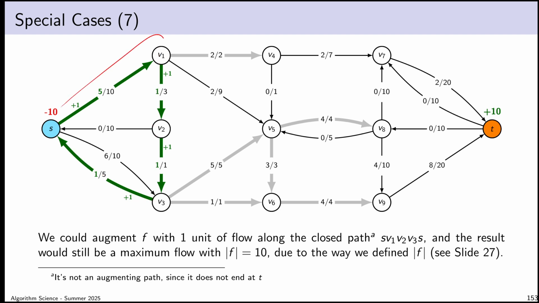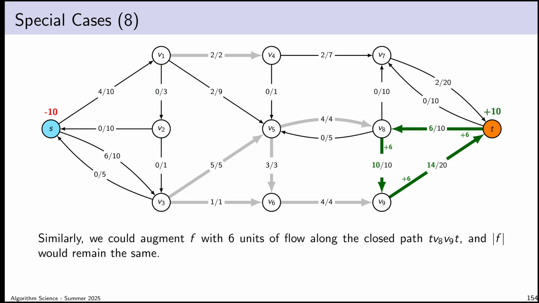So if I route 1 unit of flow from S back to S along this closed path, notice how the result is still a maximum flow. It's still feasible, and it still has value 10. It just wastes a bunch of time routing flow in a circle. That's fair enough, though. That's benign. It's weird, but it's not harmful. And so I adopt the convention of live and let live, I guess.